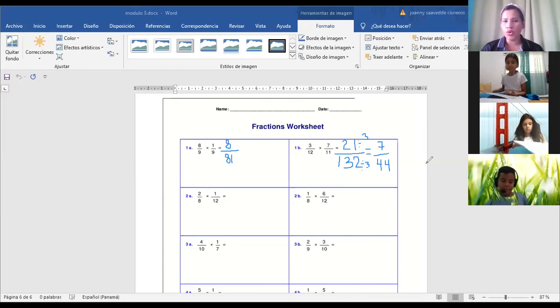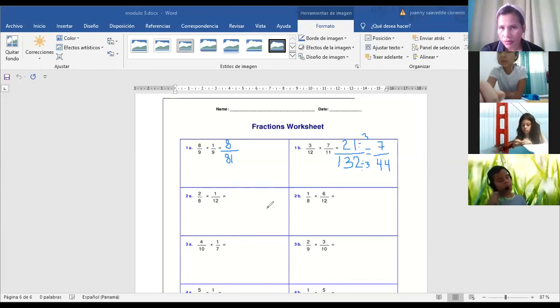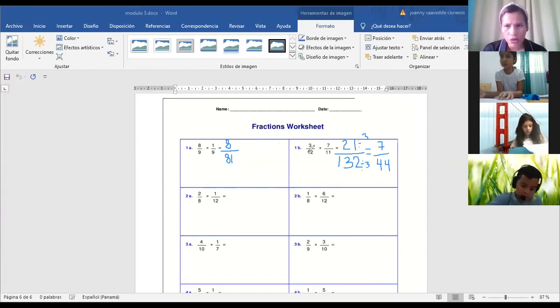So let's do 2A. This is for Angelus. We have 2/8 multiplied by 1/12, right? We are talking about this. Did you see? Yes. Then the first step is, what is the first step? To multiply 2 by 1. 2 by 1, exactly, o sea, los numeradores. And the second step? To multiply the denominators. Very good, yes.